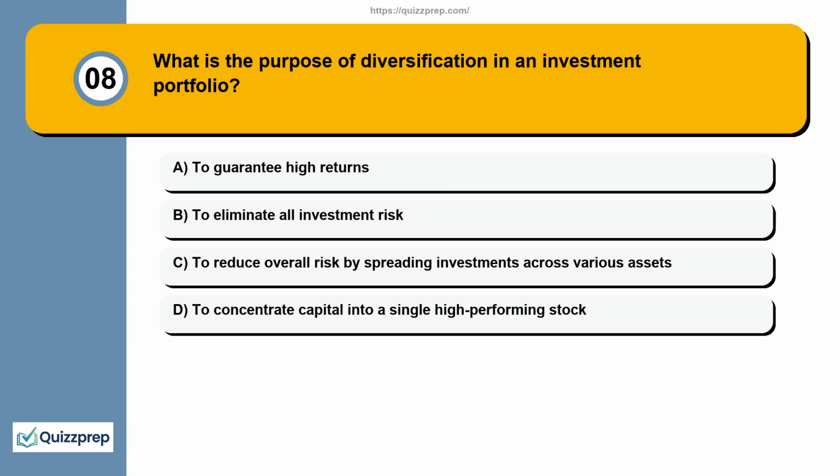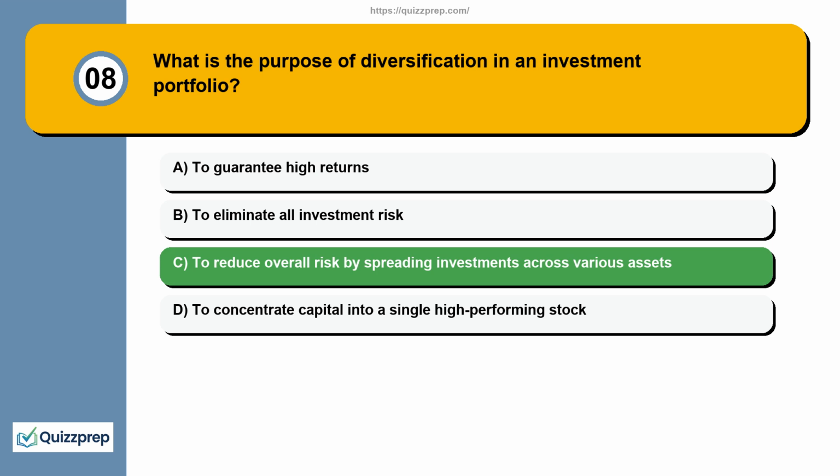Question 8. What is the purpose of diversification in an investment portfolio? Here are your options. Option A. To guarantee high returns. Option B. To eliminate all investment risk. Option C. To reduce overall risk by spreading investments across various assets. Option D. To concentrate capital into a single high-performing stock. The correct answer is option C. To reduce overall risk by spreading investments across various assets.